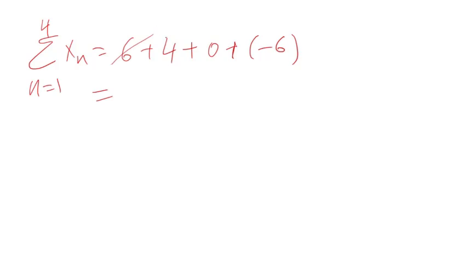So the summation n equal to 1 to 4 of x of n is equal to 6 plus 4 plus 0 plus minus 6. So obviously I have 6 minus 6 is 0, so it's equal to 4.